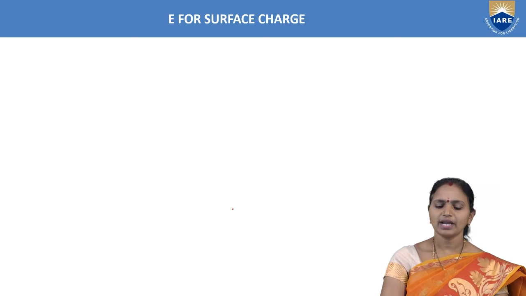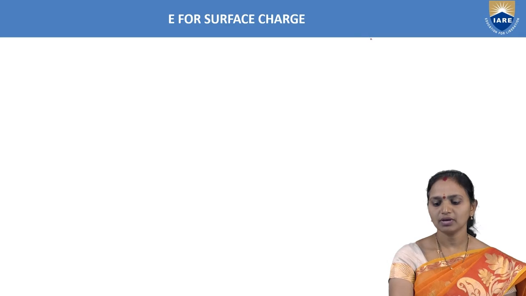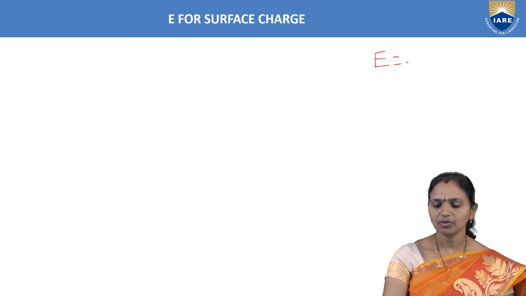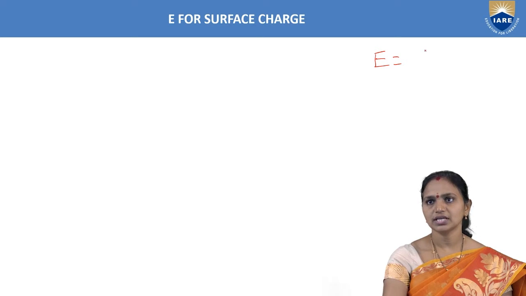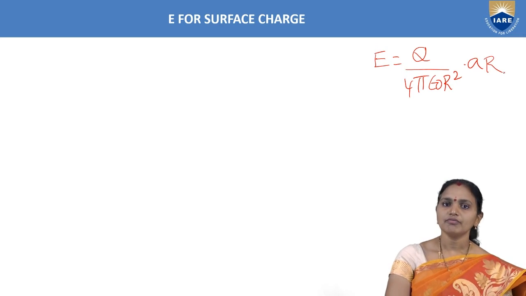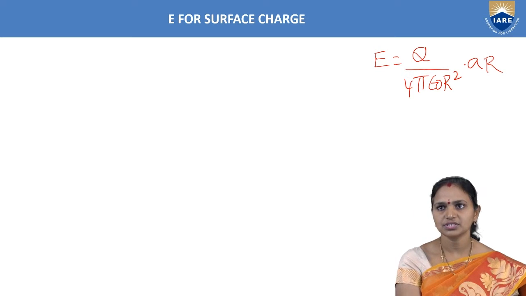Now our final aim is the calculation of E. For that we must start with the formula for electric field strength in the case of a point charge. In the case of a point charge, E equals Q by 4 pi epsilon naught r square into a_R. This is the formula. Now by using this formula we are trying to calculate E in the case of surface charge.